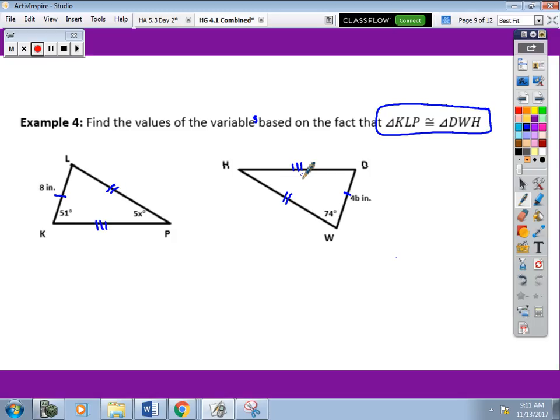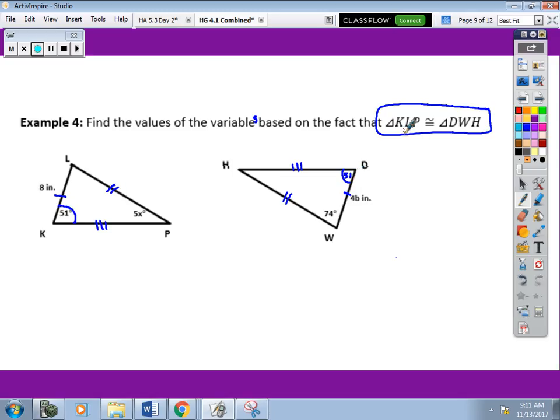And then if you want, you could also mark the angles if you think you need to. Angle K has to be congruent to angle D. So right off the bat, before I move any further, if this angle is 51 degrees, this one also has to be 51 degrees. So I would copy that over there.